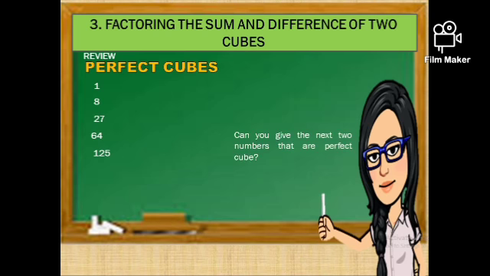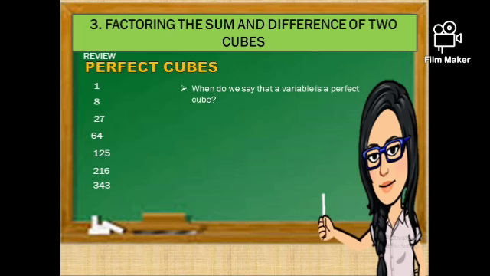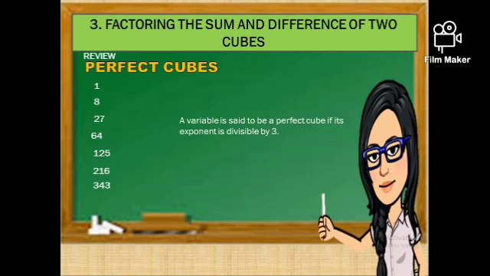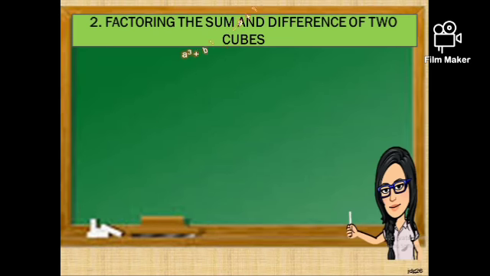Can you give the next two numbers that are perfect cube? Good job! It's 216 and 343. Now, when do we say that a variable is a perfect cube? Excellent! A variable is said to be a perfect cube if its exponent is divisible by 3, such as x cubed, y raised to 6, m raised to 9, n raised to 12.